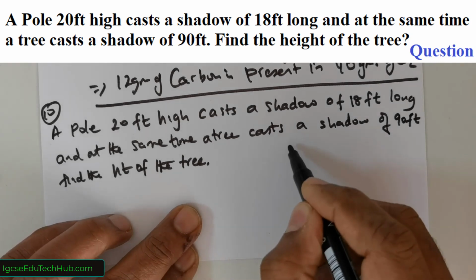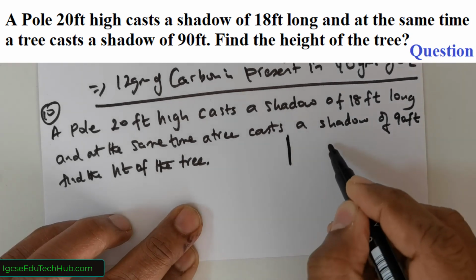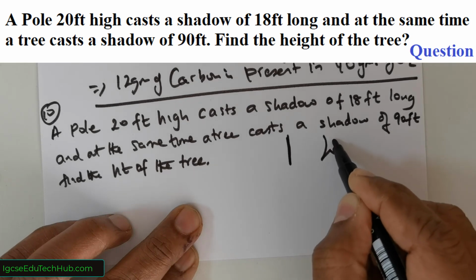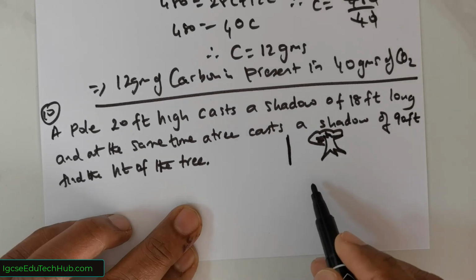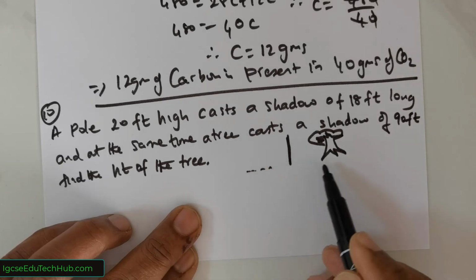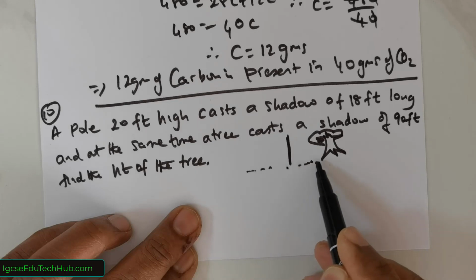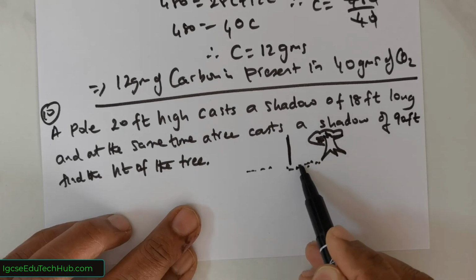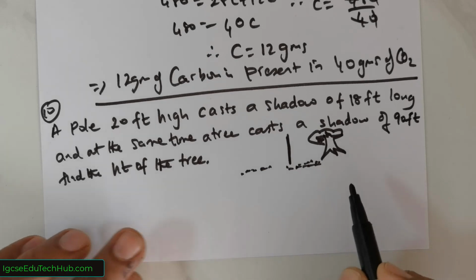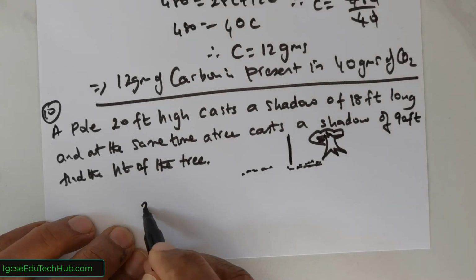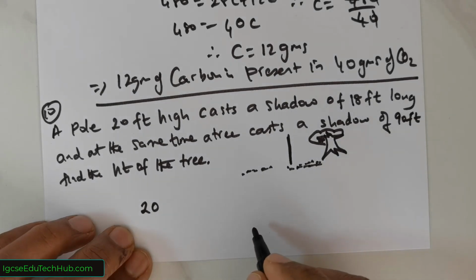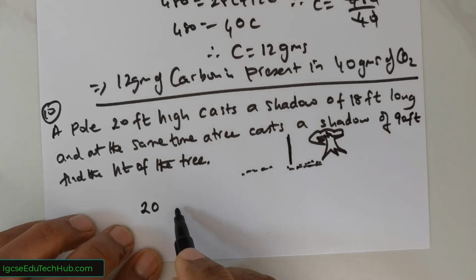So you have a pole, you got the pole there and you got the tree there. Okay, both of them are casting a shadow. So the shadow is created here and the shadow is created over here. So we are expected to find the height of the tree. So how are we going to do that? Now let me fix up the system. So I'm going to start with the pole. It's 20 feet in height, right? And it is actually creating a shadow.